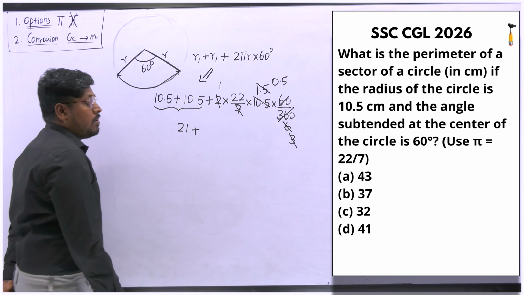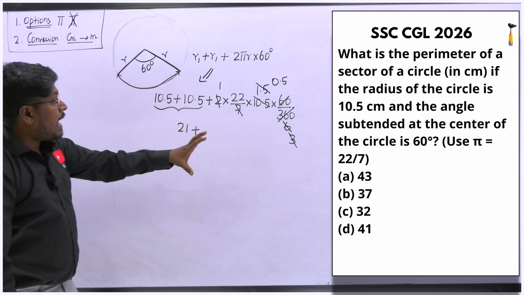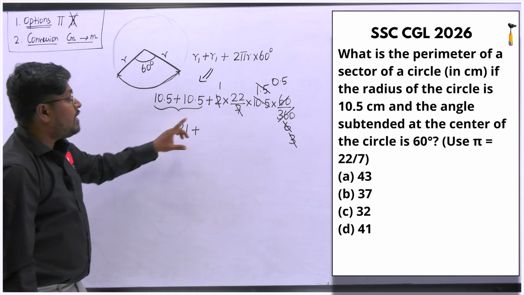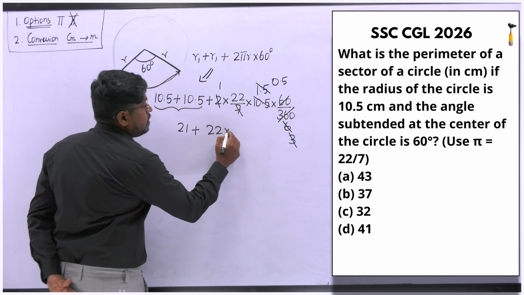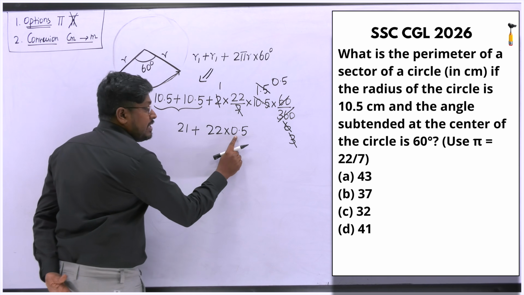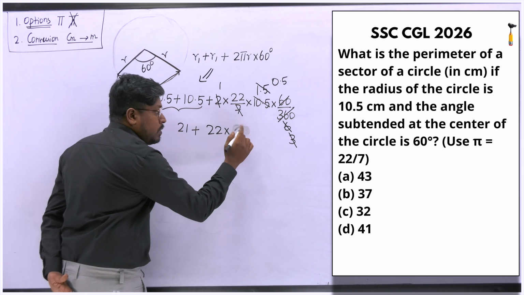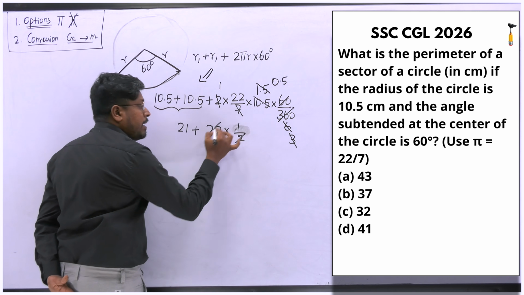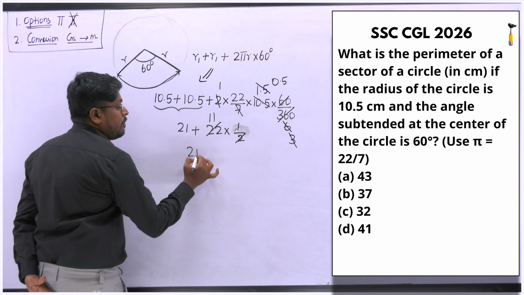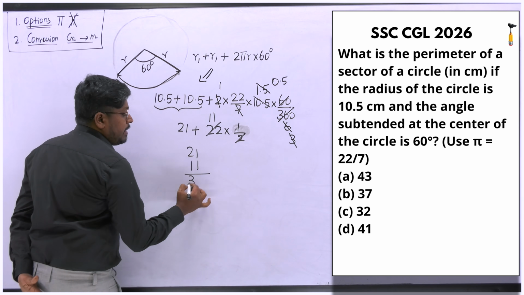So friends, understood or not? How I did? So finally, after multiplying all the values, we got 22 into 0.5 here. 0.5 is nothing but 1 by 2. Yes or no? Right? 1 by 2, which is called 0.5. So 1 by 2 of 22 will be 11. So 21 plus 11 will be 32.